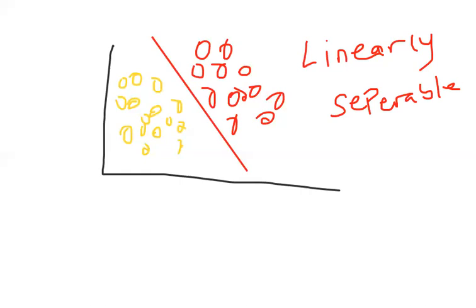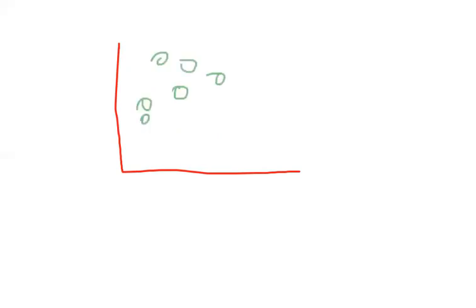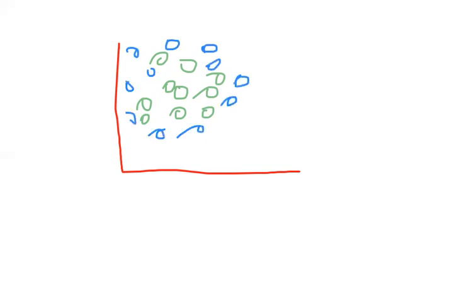Now, you might want to ask, what if it's not linearly separable? Because your data could definitely not be linearly separable. So I could have something like this, and then you have this, and then you have another data point like this. You could have data that actually looks like this. The question you want to ask is, would logistic regression work?